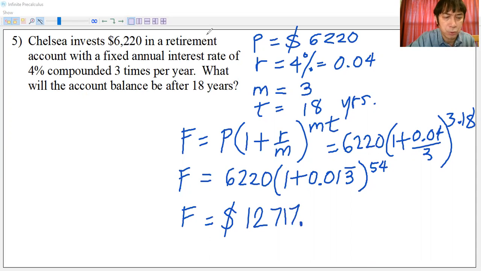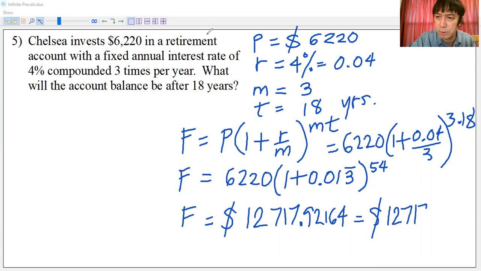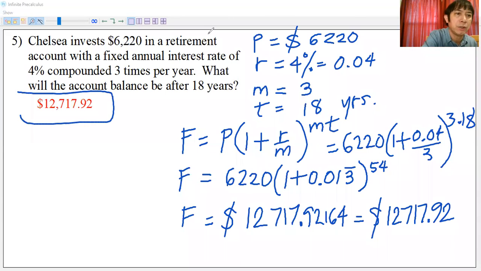12,717.92164. And this is rounded. This is 12,717.92. There. Check and verify. Let's have the answer. 12,717 and 92 cents. All right, we're correct. You can verify it over here. That means that's the right final amount. All right, let's continue with the next number.